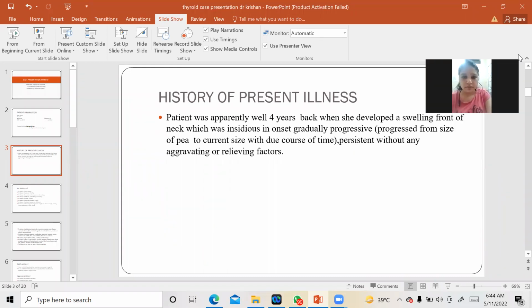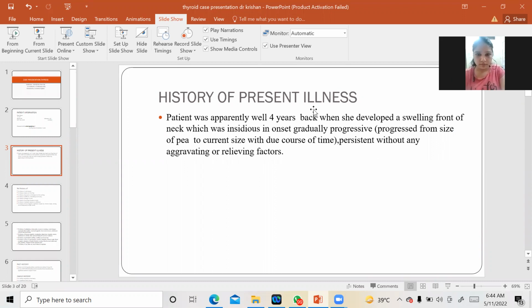So coming to the history of present illness, the patient was apparently well 4 years back when she developed a swelling in front of the neck, which was insidious in onset, gradually progressive, which progressed from size of the pea to current size with due course of time, persistent without any aggravating or relieving factors.